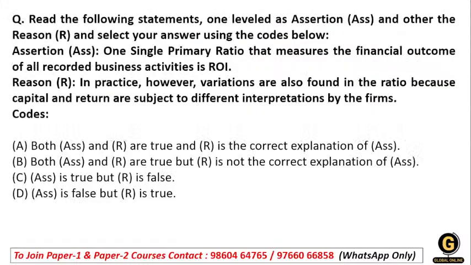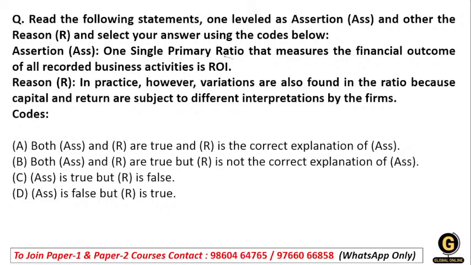Now the next question, again an assertion and reason. The assertion is that only one single primary ratio that measures the financial outcome of all the recorded business activity is ROI, return on investment. And the reason given is that in practice, however, variations are also found in the ratio, because capital and return are subject to different interpretation by the firm. So in this question, the assertion is about ROI. So yes, this statement is true. Why is this statement true?